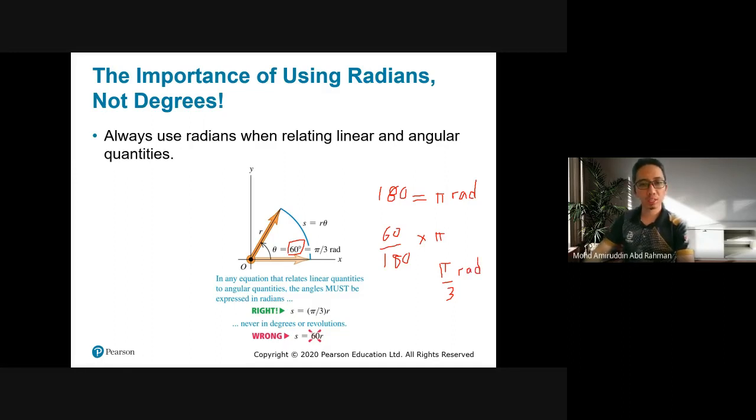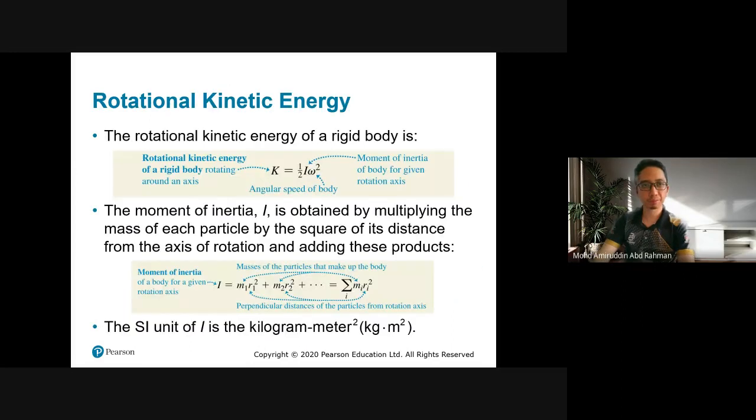Okay, so you must state that. All right. So over here, if you want to define the S, because S equals R theta, we must define this theta in terms of pi radian. So we cannot define that in terms of the degree. Okay. So just to note that.